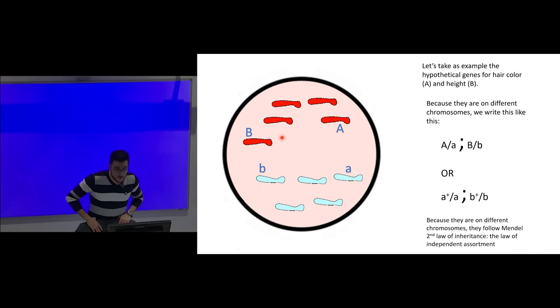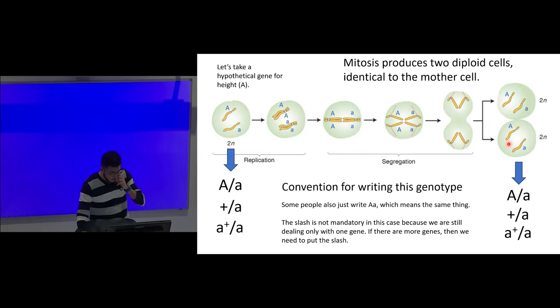So, because they're on different chromosomes, we write it like this. Forget this right side here. First, let's just look at the A gene. So, the A gene, big A, small a, you can either remove the slash or leave it like this. Then you have this semicolon. Semicolon means that both genes being discussed in this situation are on different chromosomes. And then we do the same for B slash b. Make sense? And then obviously, these apply to it.